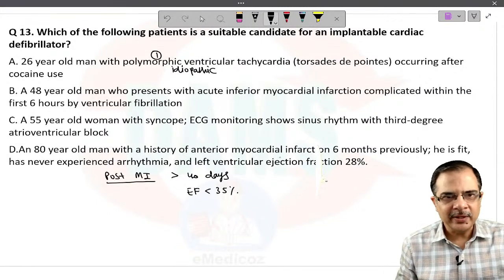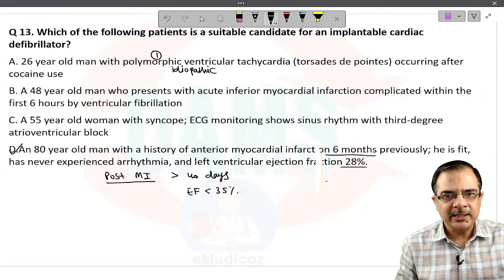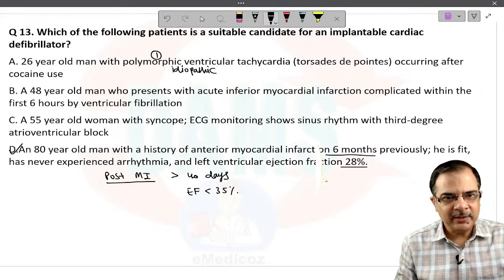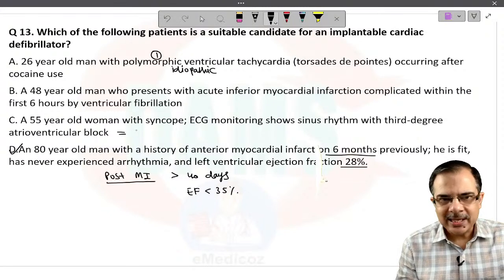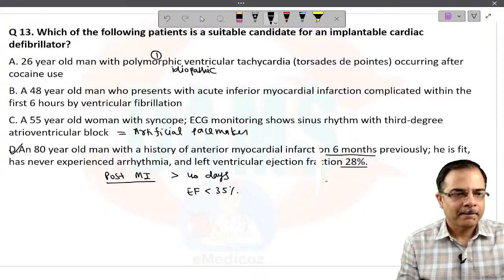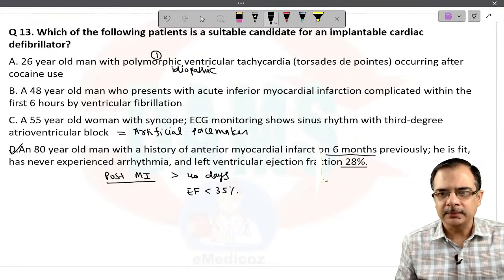So it will be given in patients like the D option: 6 months post MI and ejection fraction was 28%. It will be given in that scenario. While C option is the indication for an artificial pacemaker. This will be given a pacemaker. So the answer is D option.